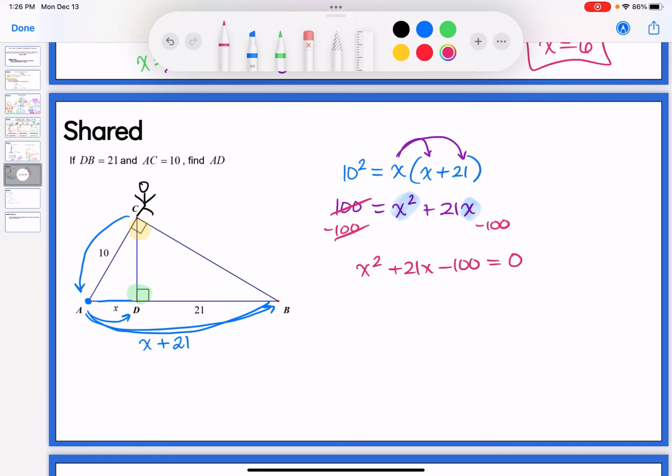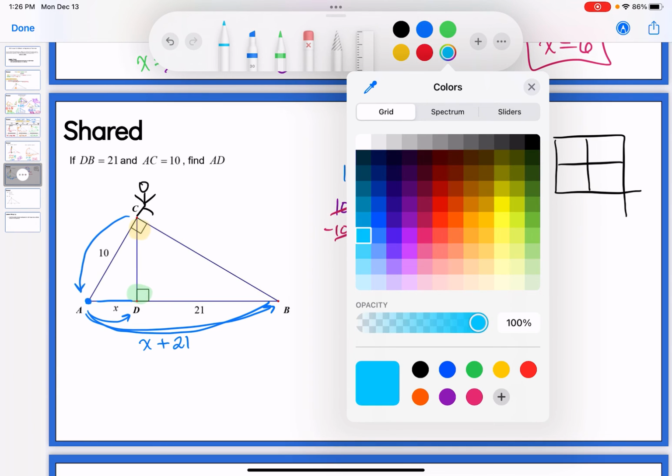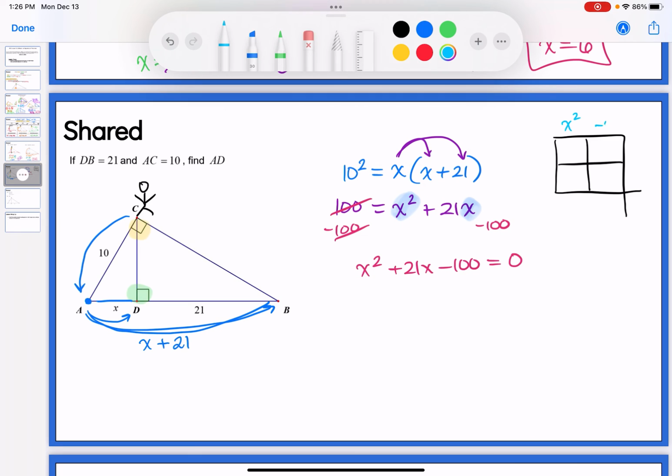All right. Now, if you need to use a factor box, you can. Remember, we reviewed this yesterday. If you can do this without the factor box, you can just go straight to your parentheses. That's totally fine, too. If you were going to use the factor box, it would be x squared here, negative 100 up there, 21x down in the middle. What multiplies together to give x squared? x times x, that's an easy one. What's going to multiply together to give negative 100 and add up to 21?